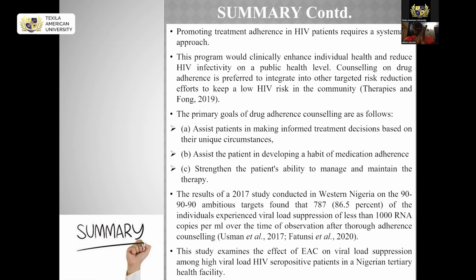So the result of that study that was conducted in 2017, on the 90-90-90 ambitious targets, found out that 787, that's about 86.5% of individuals, experienced viral load suppression of less than 100 copies per mil over the time of observation after thorough adherence. Then this study examined the effect of EAC on viral load suppression among high viral load HIV seropositive patients in a Nigerian tertiary facility.